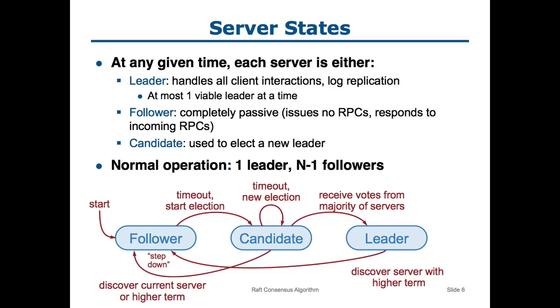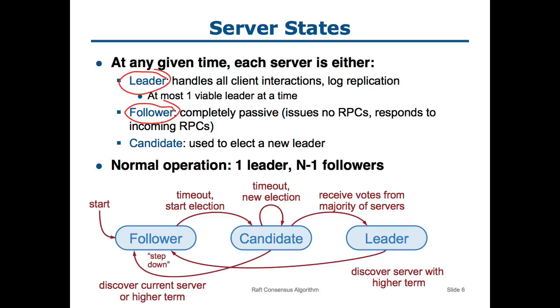Before going into details of those six parts of Raft, let me first provide some overall information. At any given time, a server is in one of three states. The first state I've already described, that's the leader state. We need to make sure there's only one of these at a time. The second state is follower state. We expect most of the servers to be in follower state most of the time.